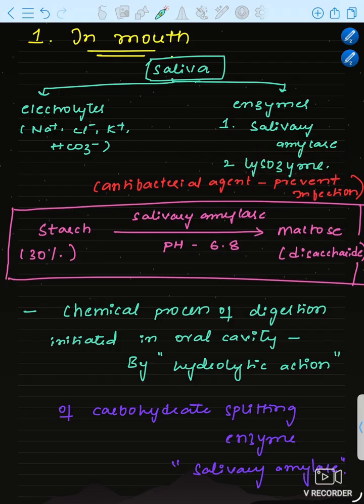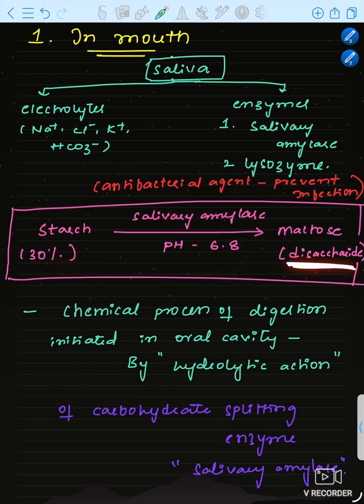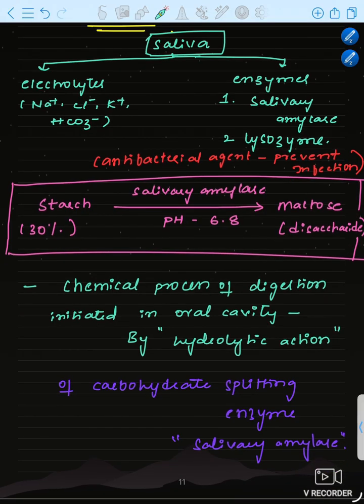The main thing in the mouth is that only carbohydrate breakdown starts. Starch, 30% only, by salivary amylase at pH 6.8. You have to remember the pH. In the mouth it is 6.8. Starch will be broken down from polysaccharide into disaccharide, that is maltose. Remember this.